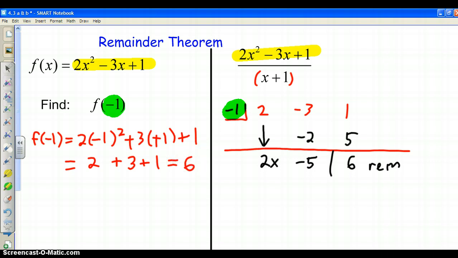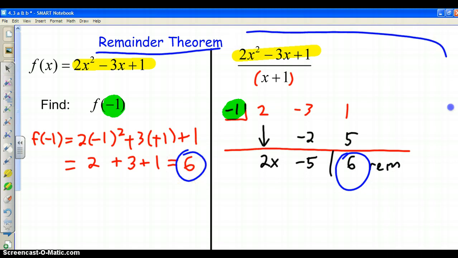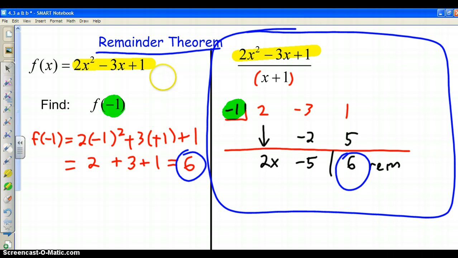Well, you may notice something interesting now. The remainder over here is 6, and when I plug negative 1 into the function, I got 6. Well, guess what the remainder theorem says? That if you synthetically divide out that number there, your remainder will be the same as if you had plugged it into the function. Now we have a way to double check ourselves, but I want you to use this method rather than this method. This is your double check over here, which would be fine to do, to double check that you're right.